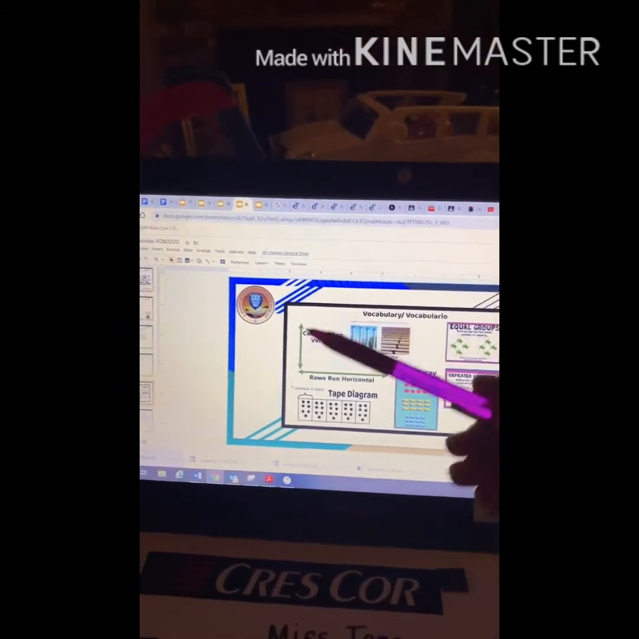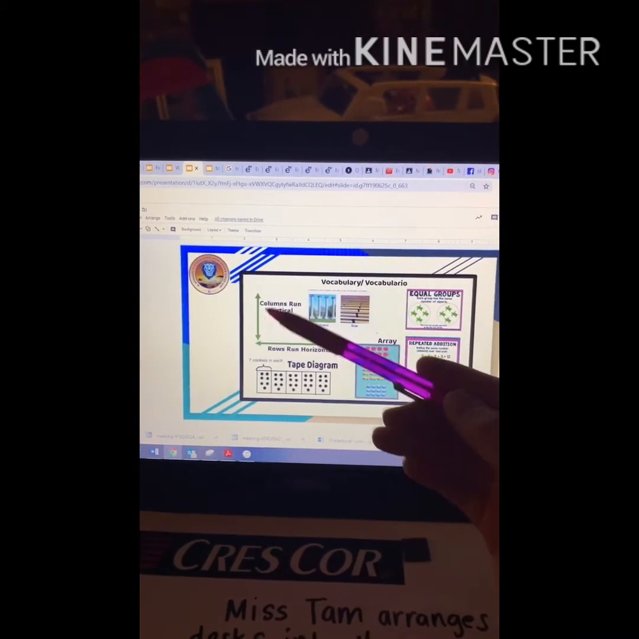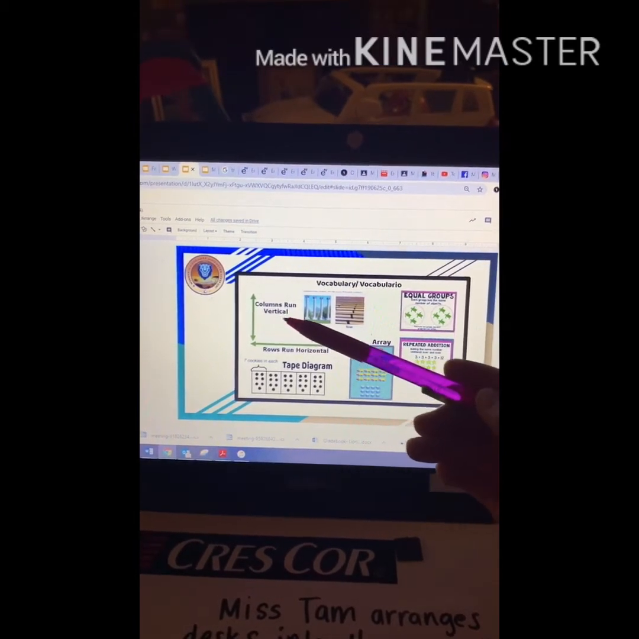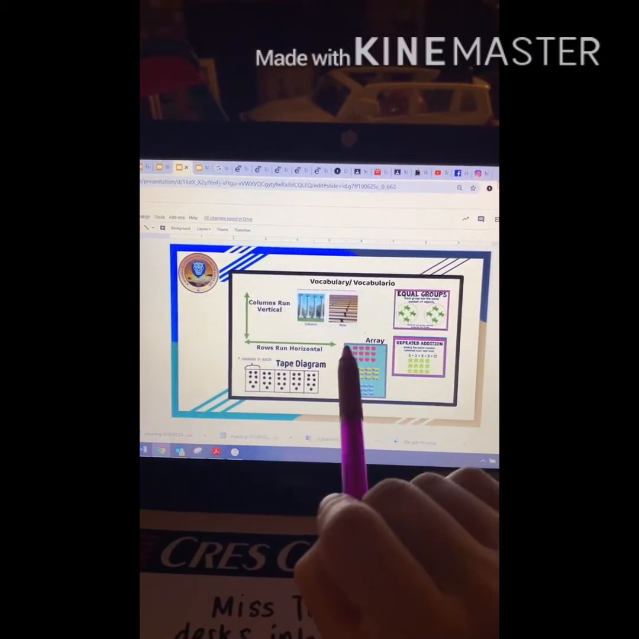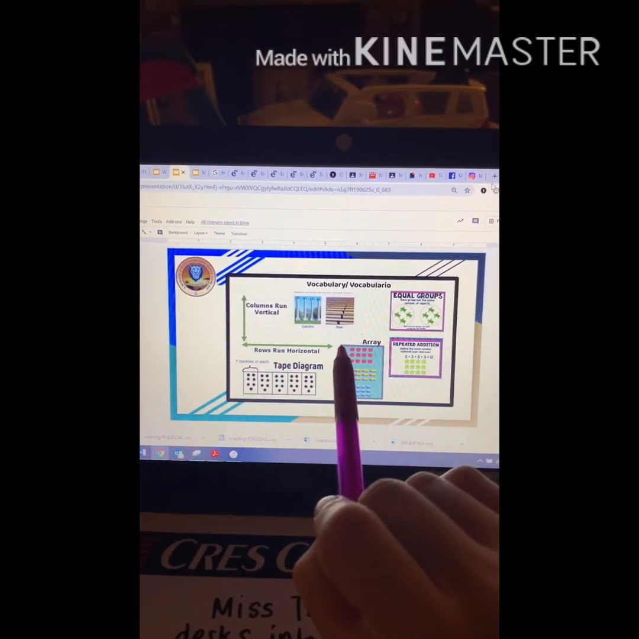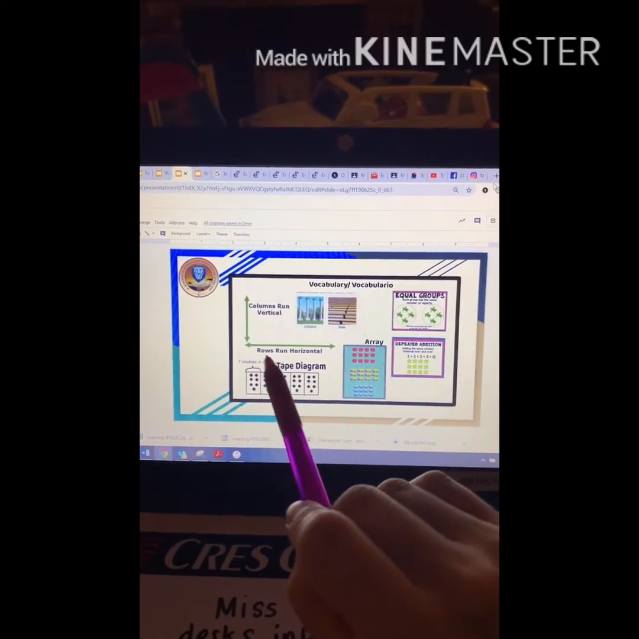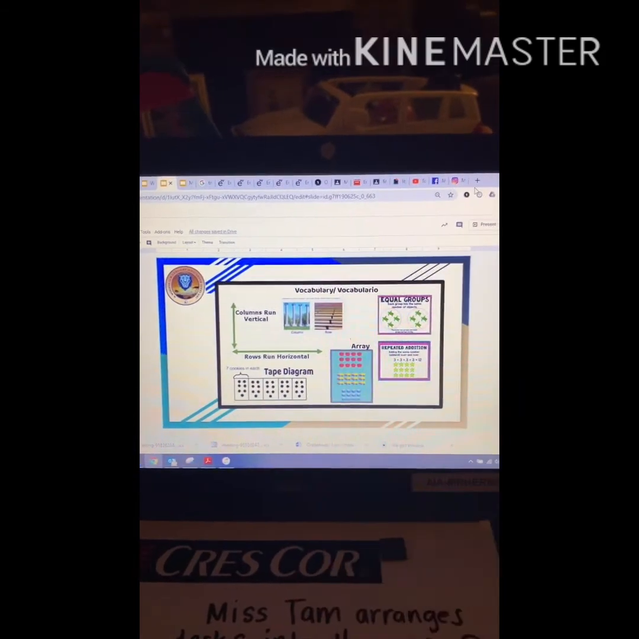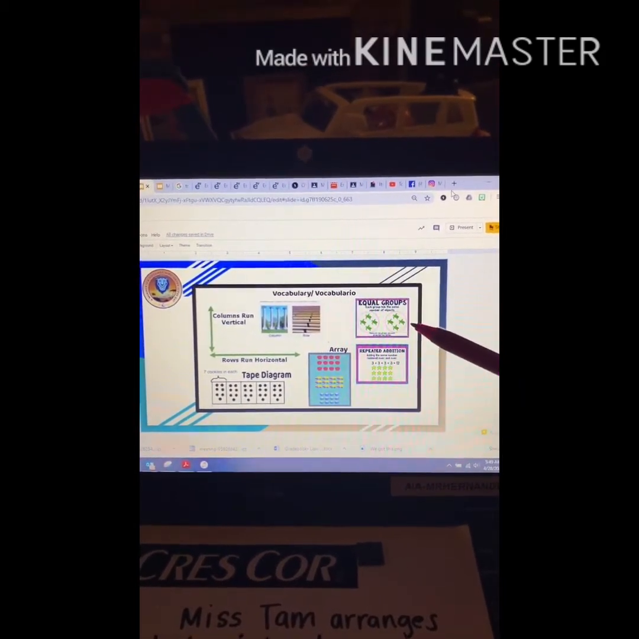We have columns. Remember, columns are up and down, so they are vertical. Say vertical. Vertical. Rows are always side to side, so they run horizontal. Say horizontal. Horizontal. Now our next word for vocabulary is equal groups.